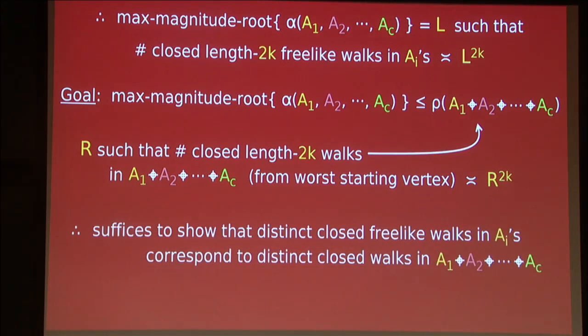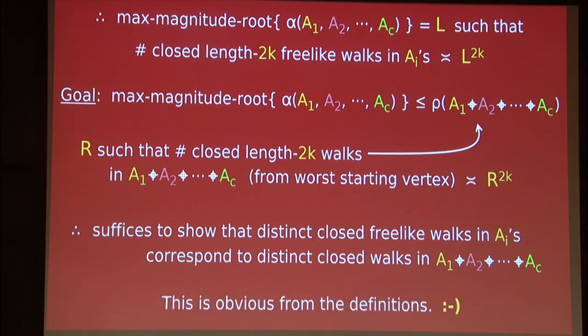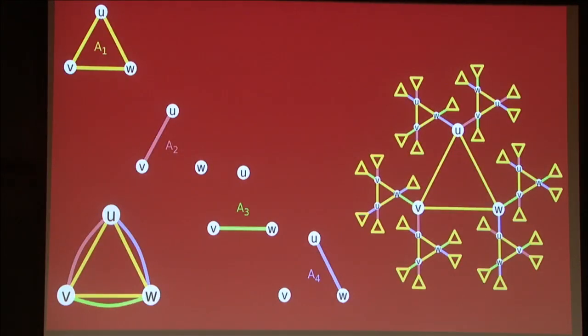We want to show that L is less than or equal to r. So it suffices to show that distinct closed free-like walks among the AIs correspond to distinct closed walks in the infinite graph. That's obvious from the definitions, except I didn't write the definition for either of these things, but had I written them, it would become obvious. It's like Peter was saying. In fact, these are the requisite pictures. This is the sum of the things. You can imagine free-like walks here versus closed walks here. But I'll just end the talk here. Thanks.